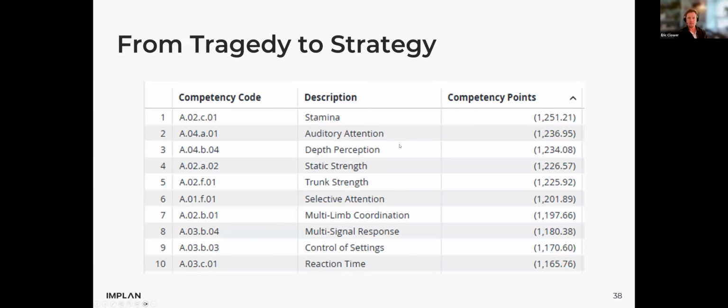Similarly, we can look at the competencies like Ashley talked about earlier. If we look at the competencies associated with these occupations, we see things like stamina, depth perception, multi-limb coordination. So where can we put these all to use, right? We can start to think of this as a representative pool of skills. These skills can help us think strategically about how we want to move forward in recovery.